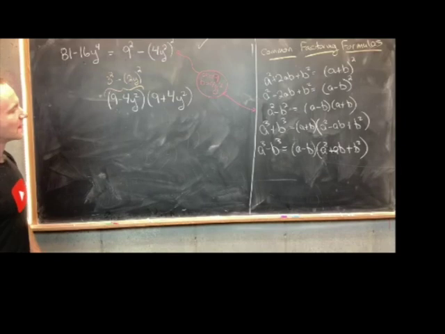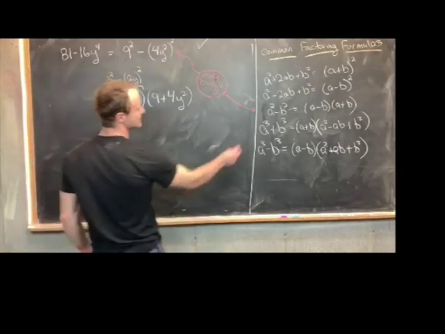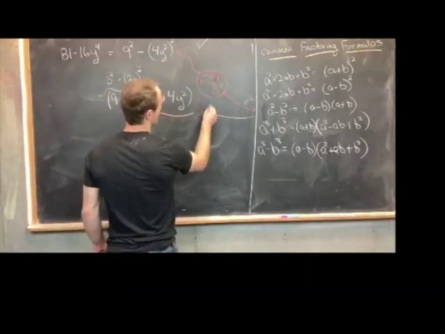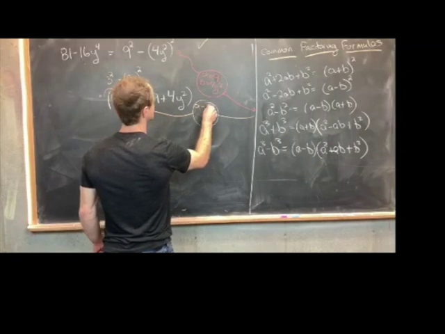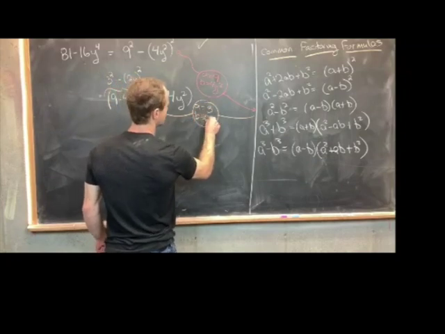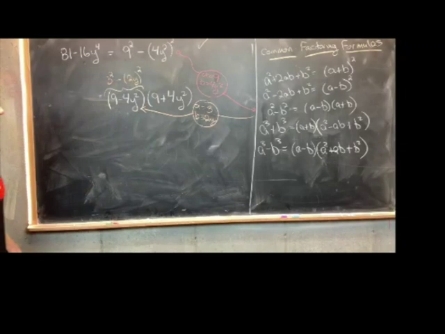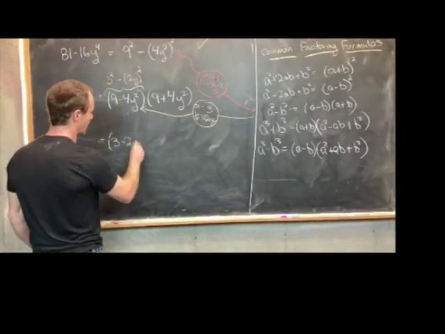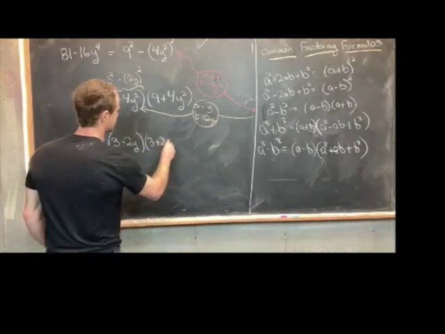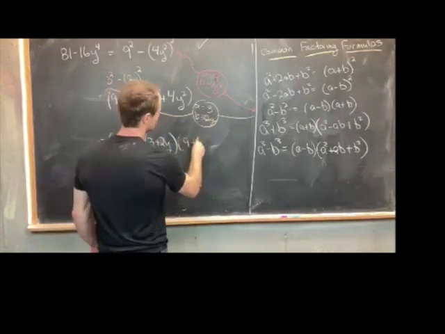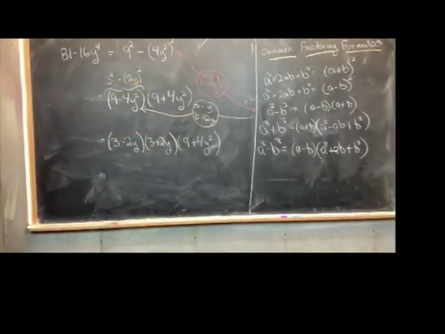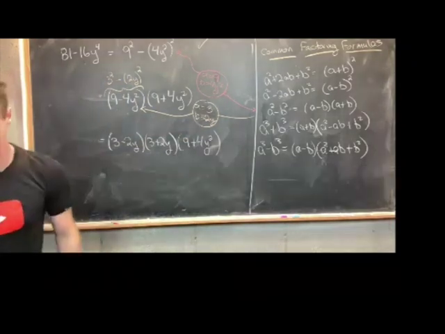Okay, so that means what we can do is apply this formula again to this part where we have a new value of a, which is 3, and a new value of b, which is 2y. So let's see what that gives us. That's going to give us 3 minus 2y, 3 plus 2y, and then 9 plus 4y squared. So that would be the total factorization of this. So notice it was a 2-step process.